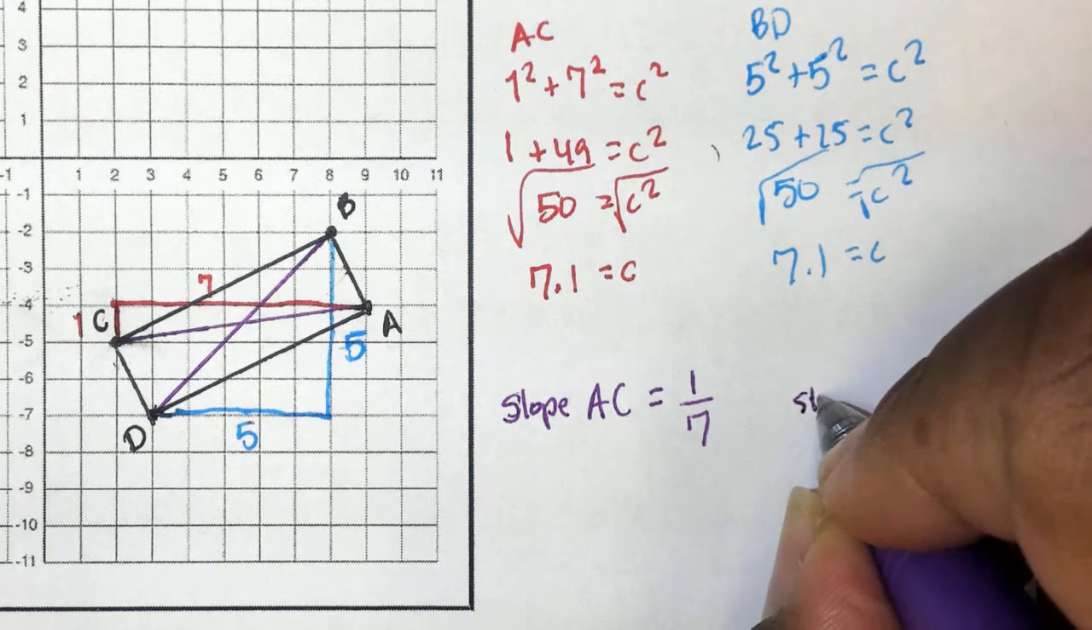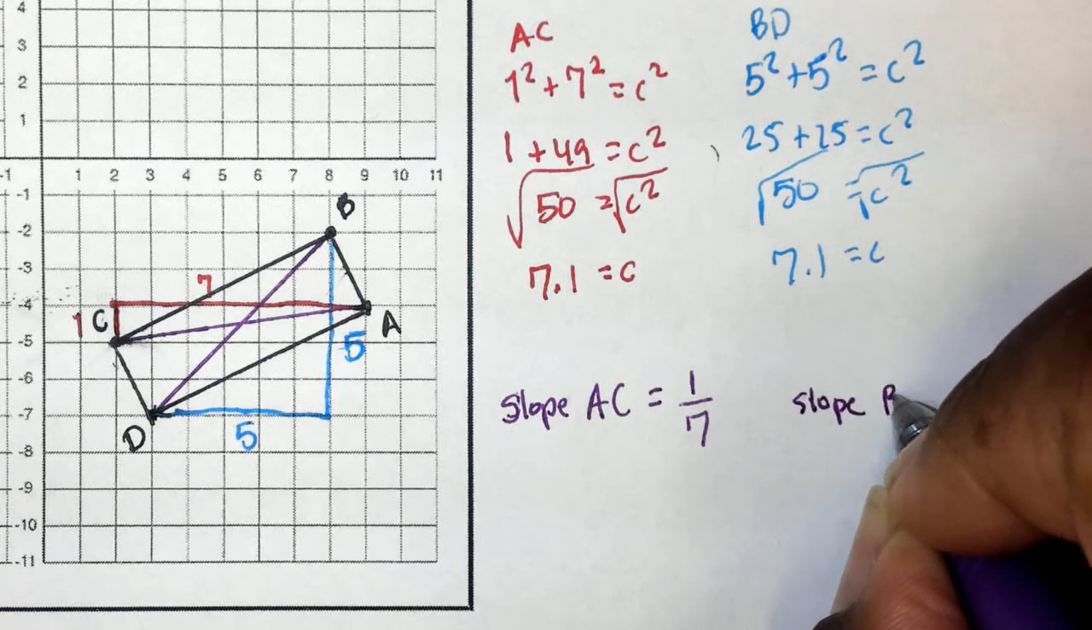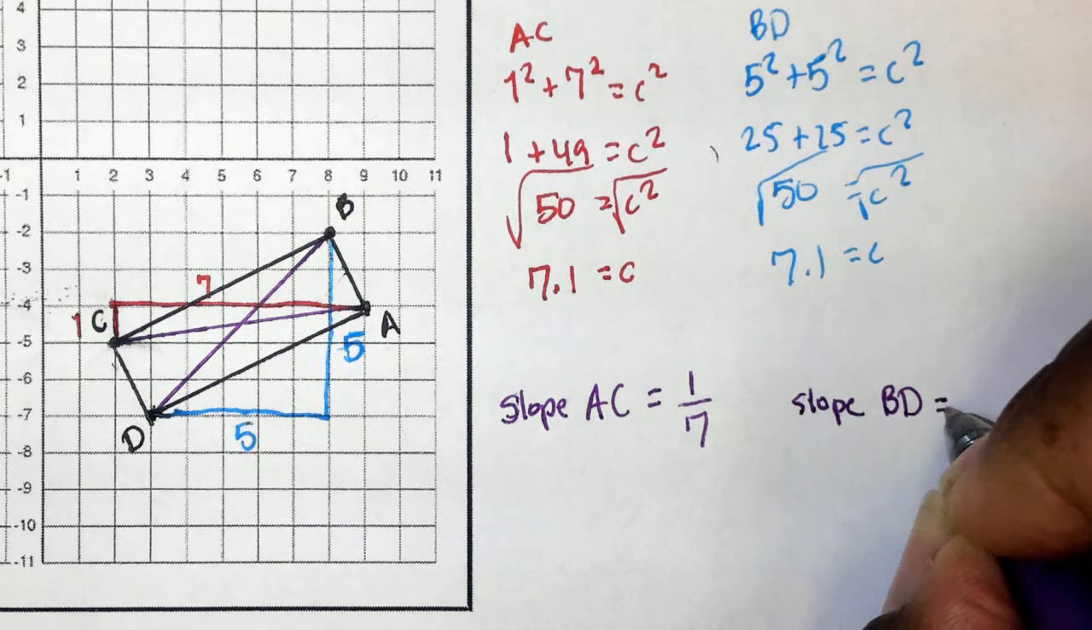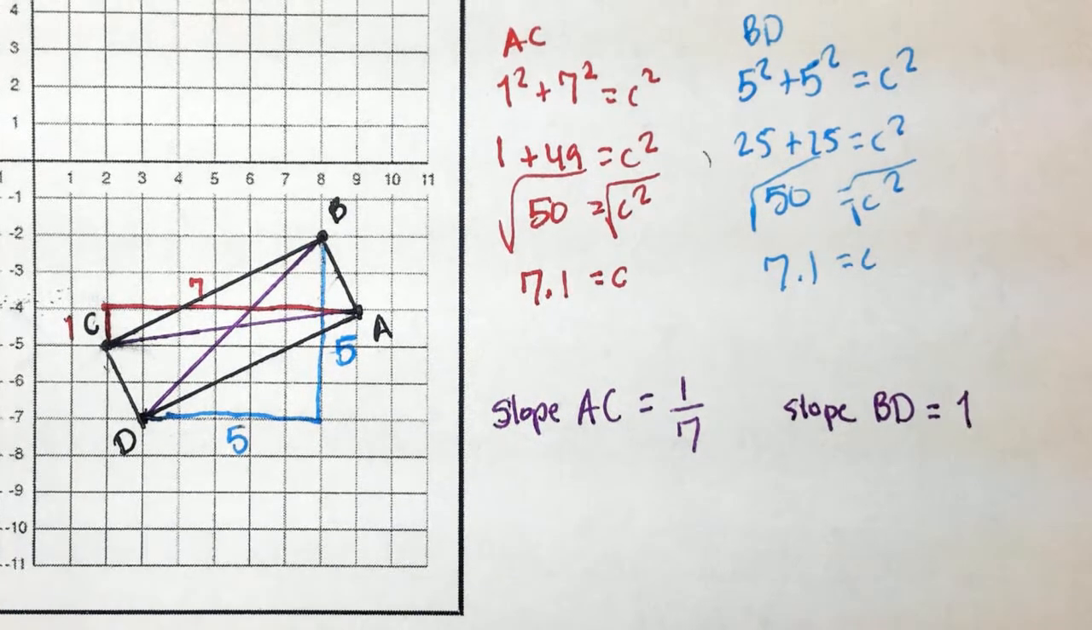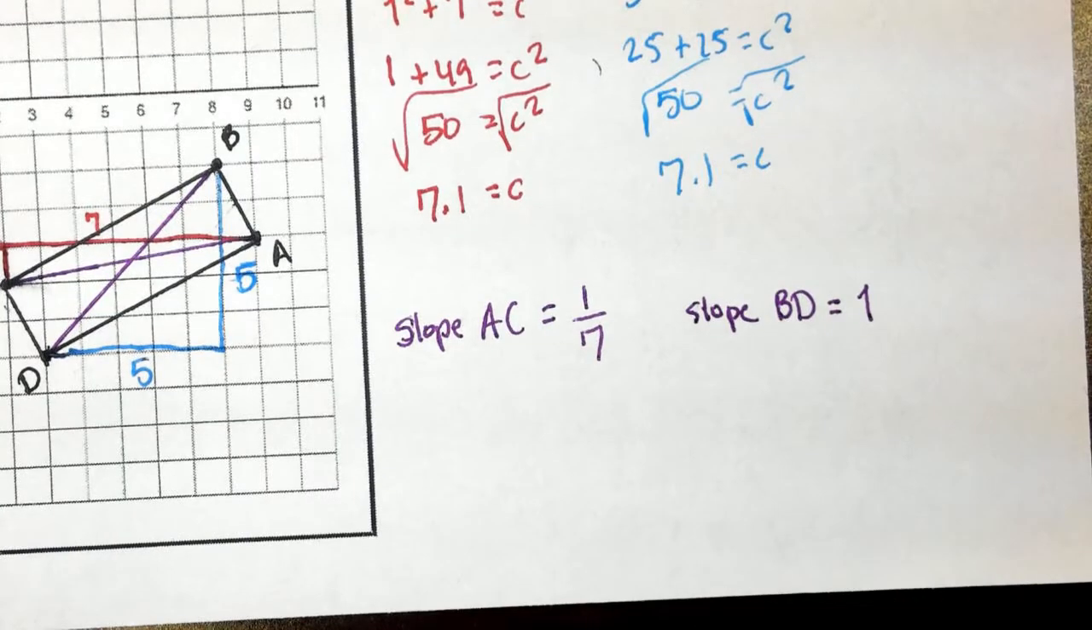For BD, my slope of BD, we counted 5 and 5, but that can be reduced to what? Louder? 1, right? So my slope of BD would be 1. My rise was 5, my run was 5 on BD, which is 5 over 5, which is 1. So we're just comparing the slopes.